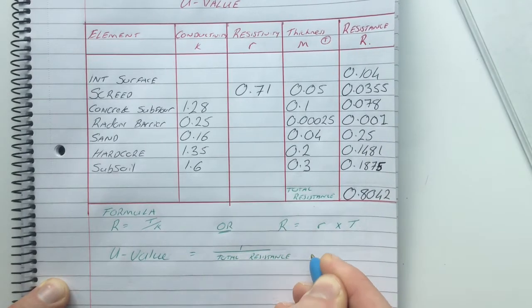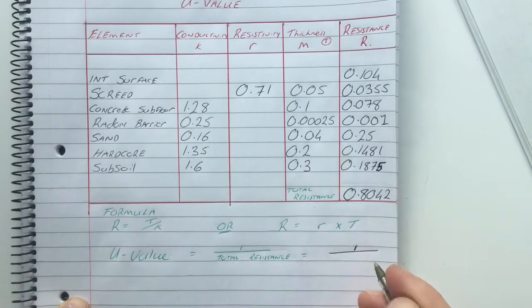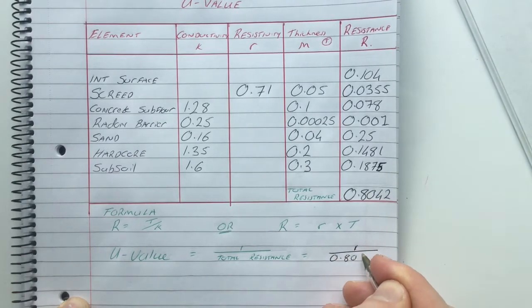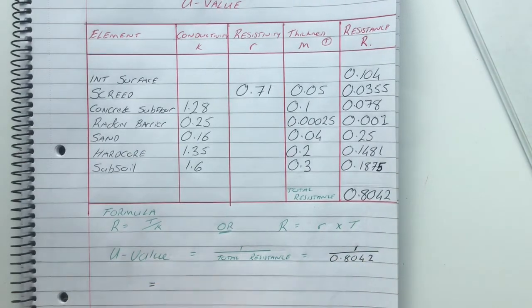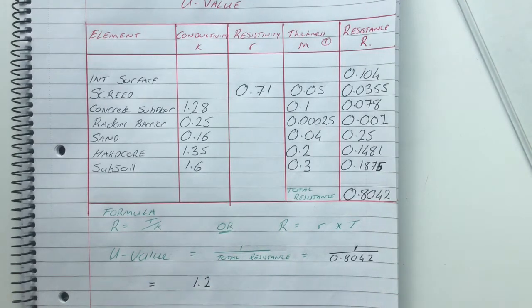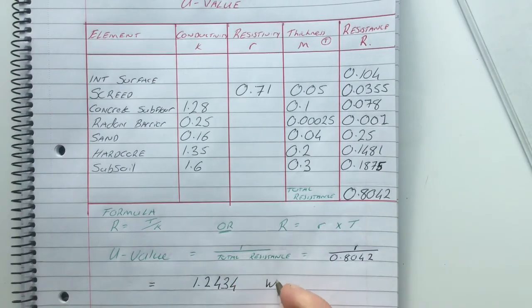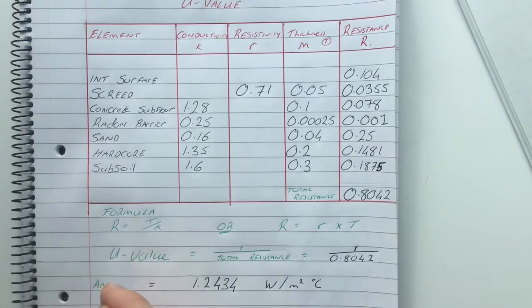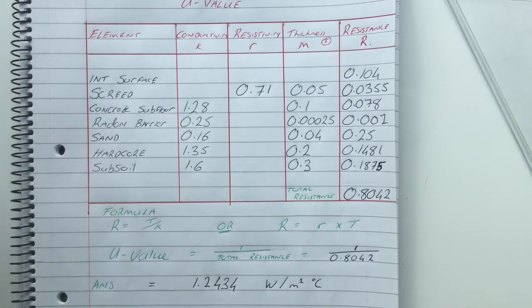My U value formula is 1 over the total resistance, which in this case is 1 over 0.8042. This will give me a U value. The U value is measured in watts per meter squared degrees Celsius. All formulas on the day of the exam are worth marks, so make sure to input them in the correct places.